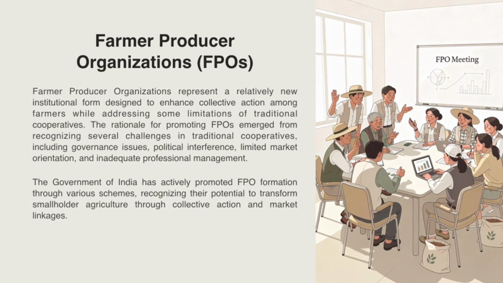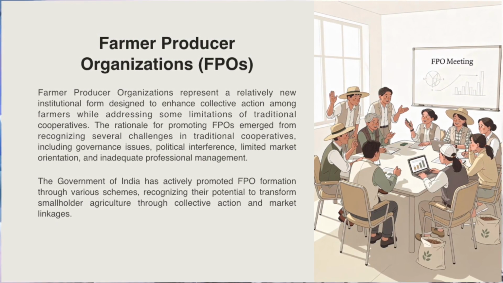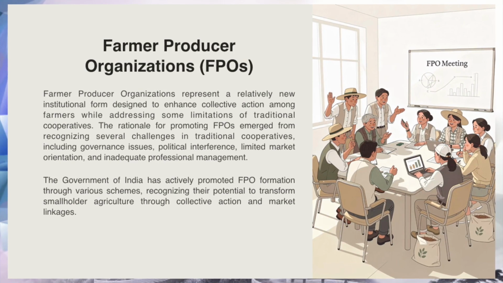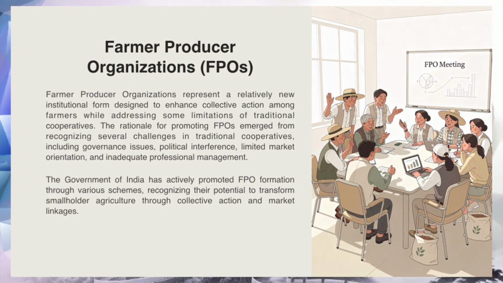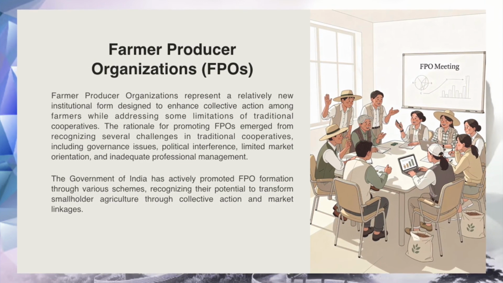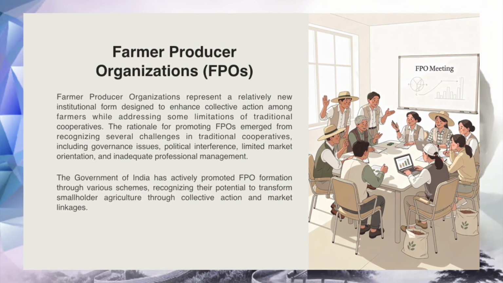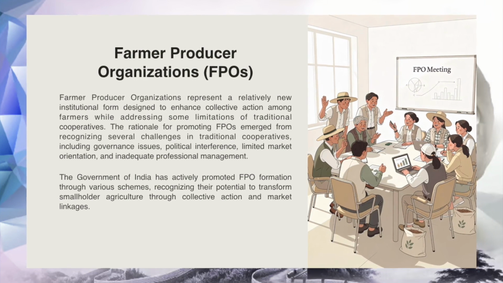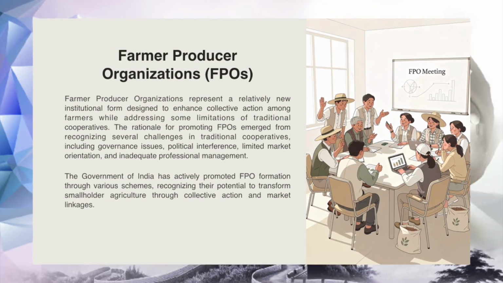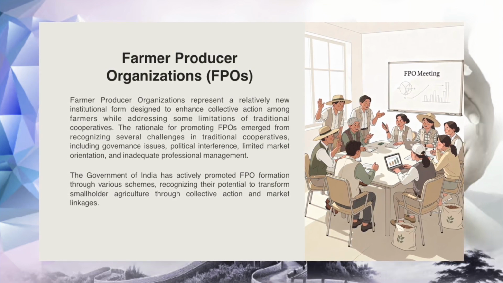And the rationale for promoting FPOs emerged from recognizing several challenges. Traditional cooperatives, despite their achievements, often suffered from governance issues, political interference, limited market orientation, and inadequate professional management. Additionally, the small size of land holding in India makes individual farming uneconomic. FPOs seek to combine the collective strength of cooperatives with greater operational flexibility and market responsiveness. The Government of India has actively promoted FPO formation through various schemes.